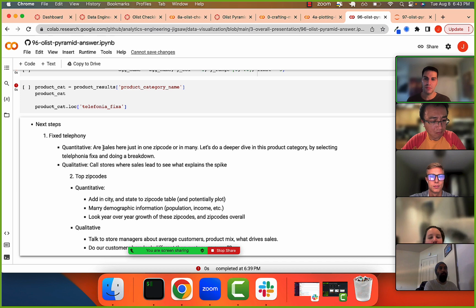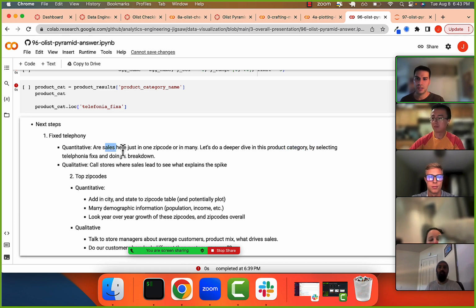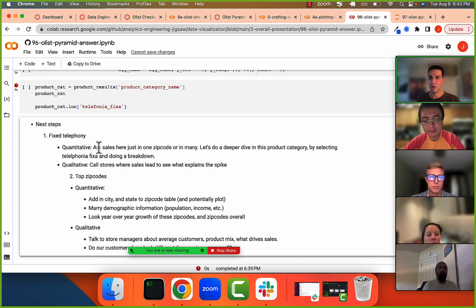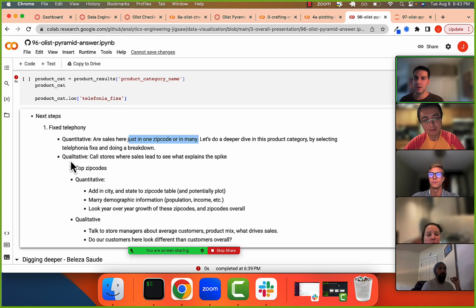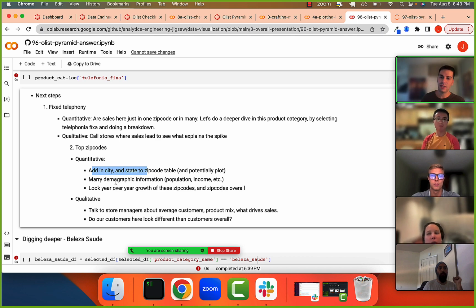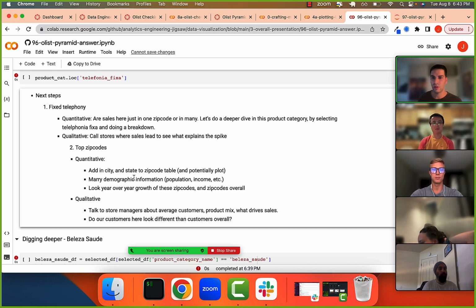I can explain the data further, right? So even if you run out of time, you can still write down some next steps that you would like to do. Do a deeper dive into this fixed telephony. Is this growing? We still don't have any time breakdown of whether this is growing year over year. Is this just a spike in one store or one zip code over many? And then you can see the top zip codes, where can I dig deeper? Basically pull in demographic information, because we're finding unexpected information in zip codes. Let's pull in more data about it.